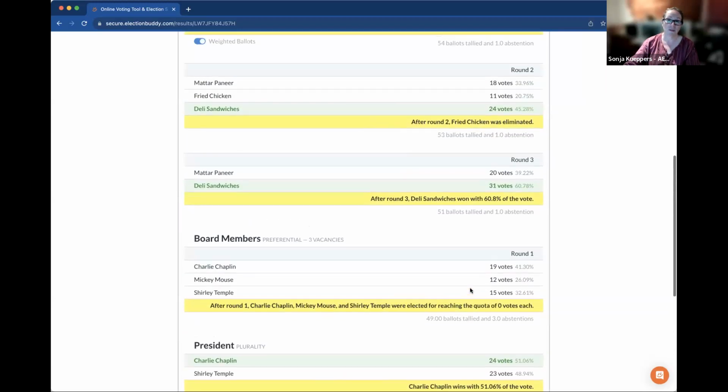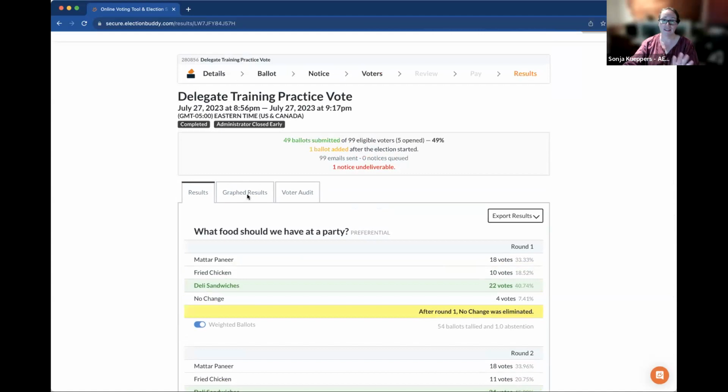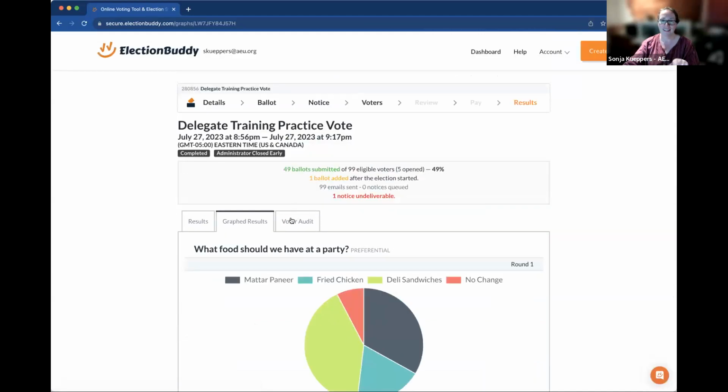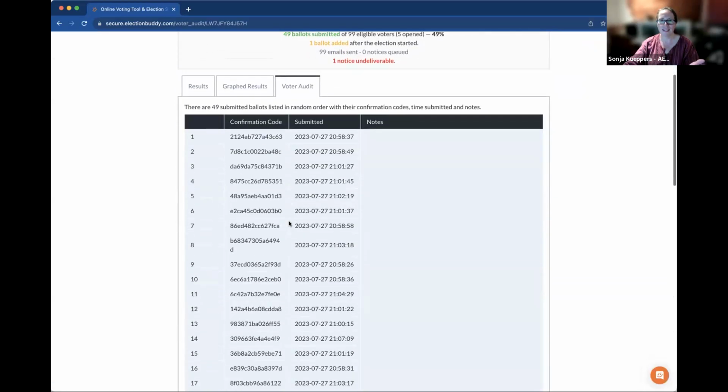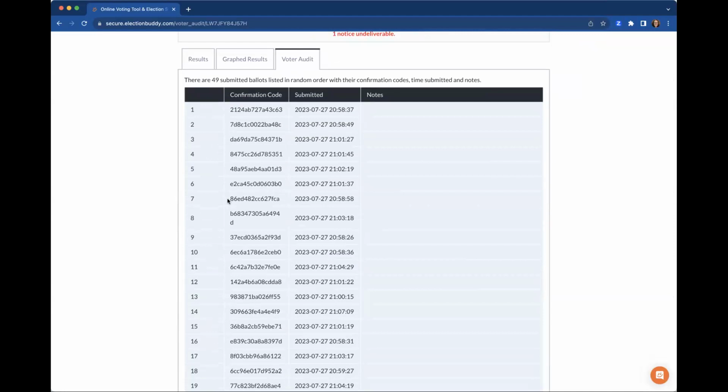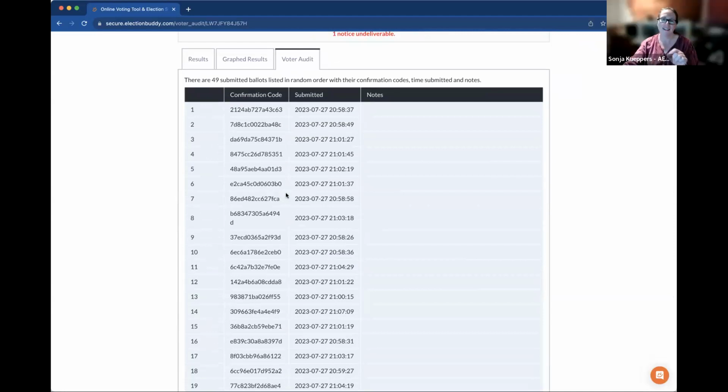And of course, you can go ahead and continue to look at these different tabs, and you'll notice there's a voter audit tab. You will have received an email with your confirmation code, and this allows you to check and make sure that your vote actually was received. It of course doesn't say what your vote was, because if it said what your vote was, then I'd be able to tell what your vote was, and you don't want anybody else knowing what your vote was. So are there any questions about what the results will look like?